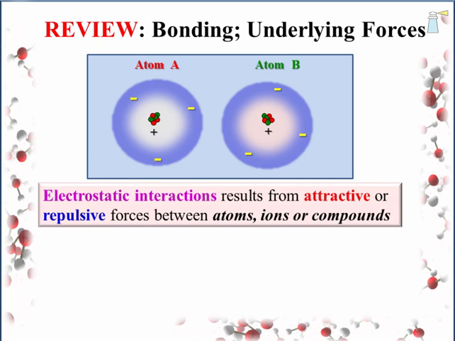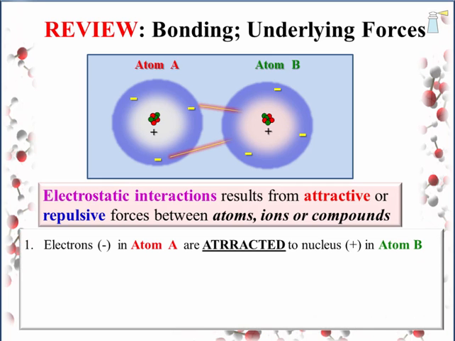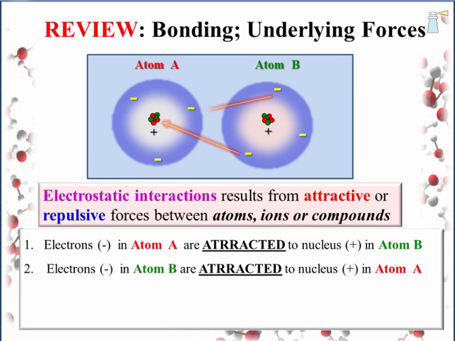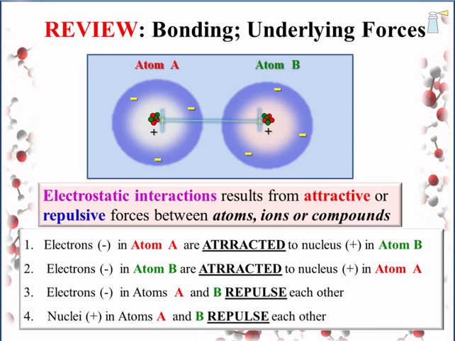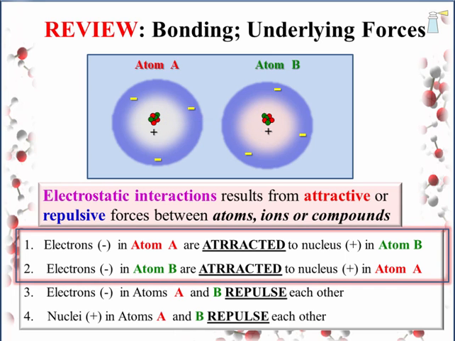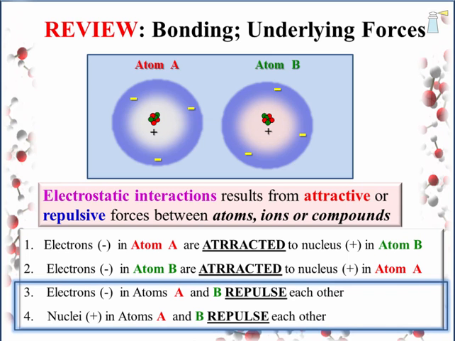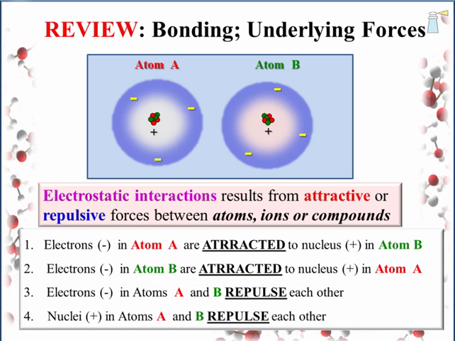Now, electrostatic interactions result from attractive or repulsive forces between atoms, ions, or compounds. That is to say, the negatively charged electrons in atom A are attracted to the positively charged nucleus in atom B. Also, the negatively charged electrons in atom B are attracted to the positively charged nucleus in atom A. Conversely, negatively charged electrons in atoms A and B repulse each other, and positively charged nuclei in atoms A and B repulse each other. Opposite charges attract, like charges repel. Ultimately, all atomic scale interactions are going to come down to a combination of these four electrostatic interactions. As long as there is a net attraction between particles, some form of bonding will occur.